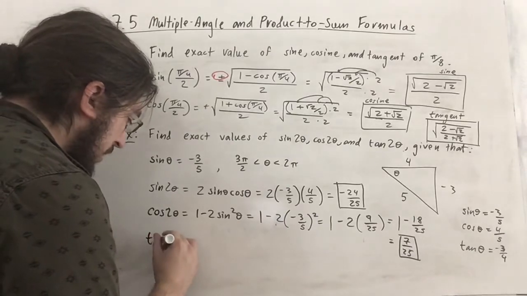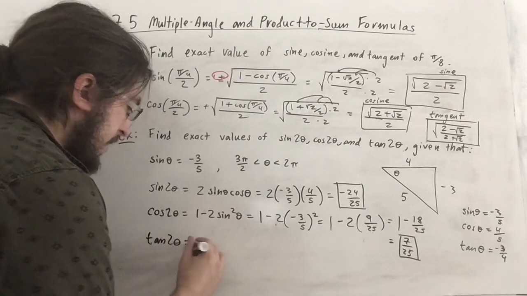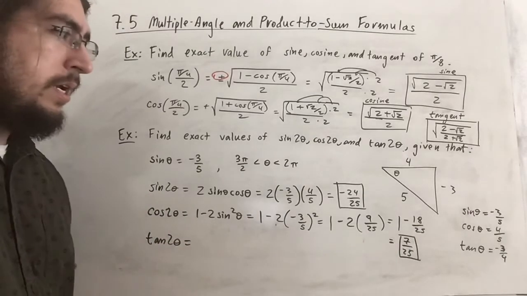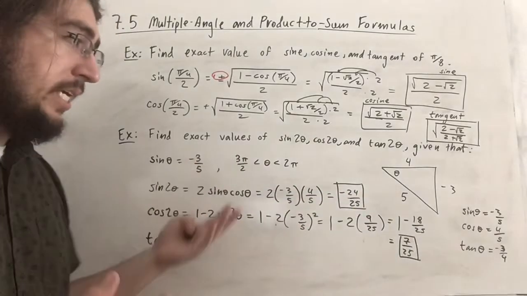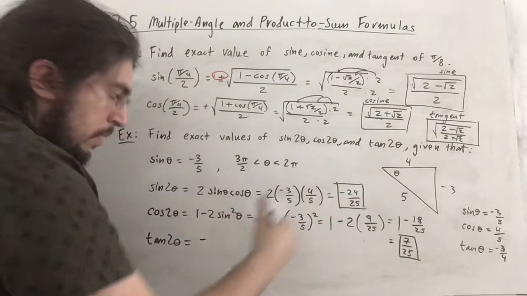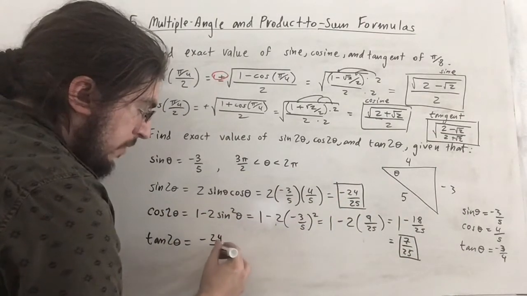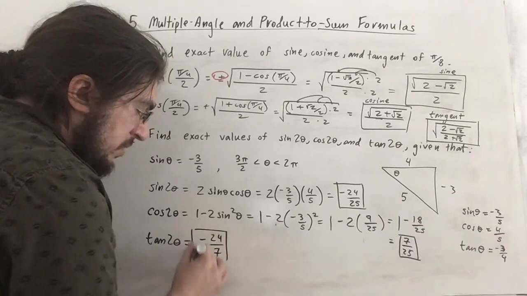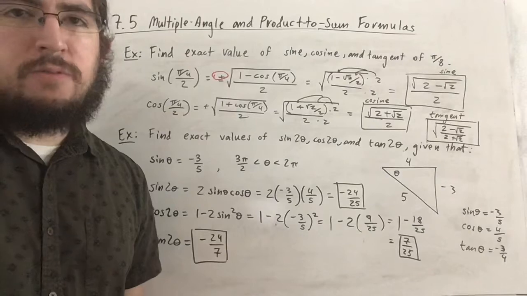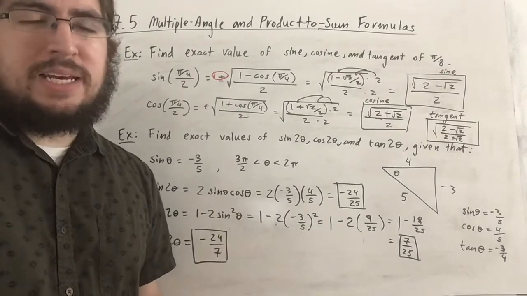In fact, that's really simple to do. We don't even need a double angle formula for tangent. We can just do sine over cosine. And notice negative over positive is indeed negative. So that's this times the reciprocal of that. The 25's cancel, and we get negative 24 over 7 for tangent of 2 theta. All right. So I've done 4 examples already, and the video is getting kind of long.